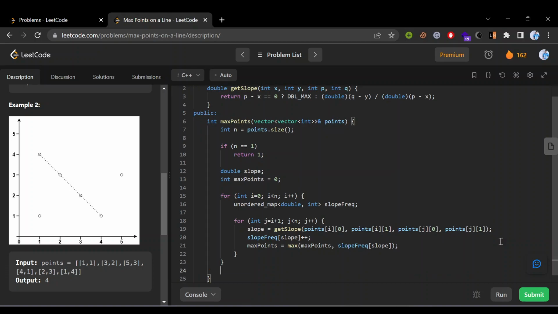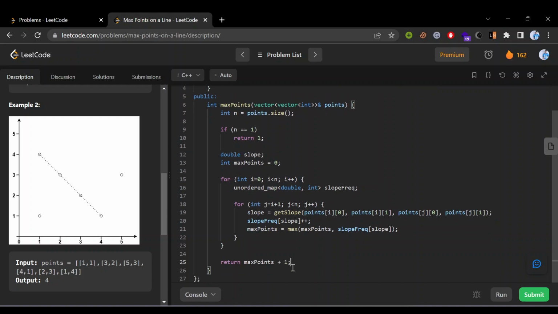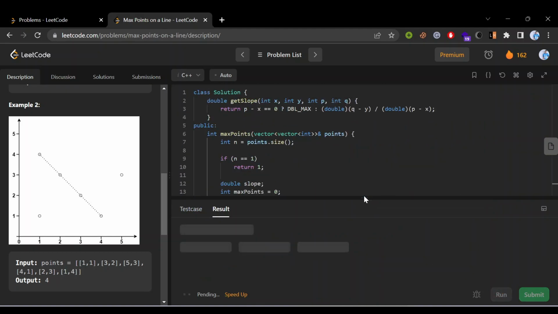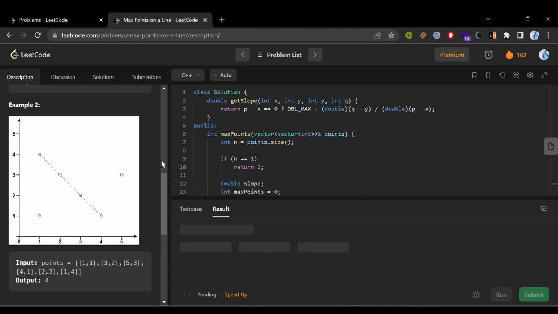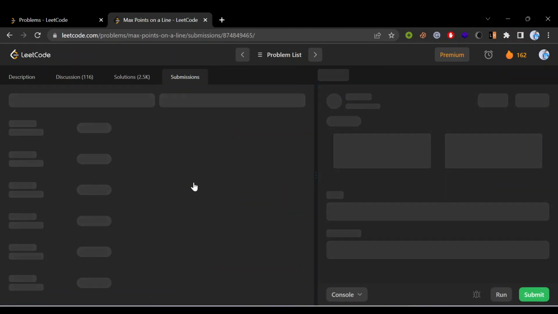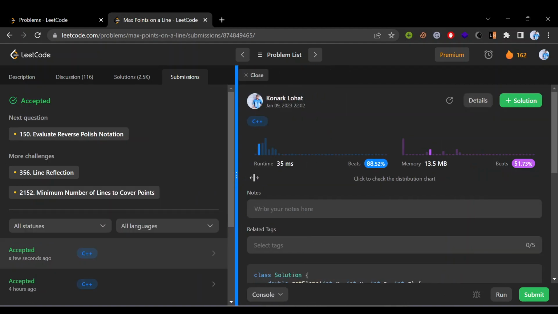Right? So after this, I will say simply return max points. Now there is this problem that max points will not count the current point itself, so for example, if I'm concentrating on this point, then it will not be counting itself. So which is why we need to add one to it, and then we will be good to go, I think. Let's try submitting it. Okay. Yeah, it's not performing that bad.